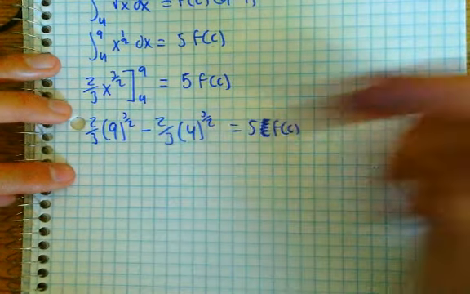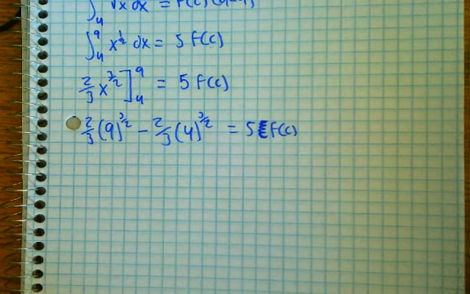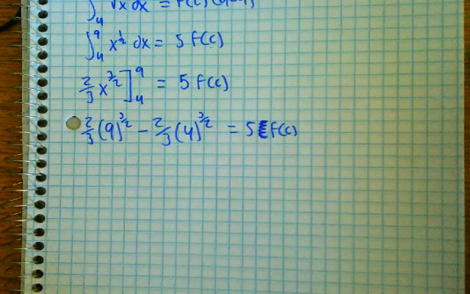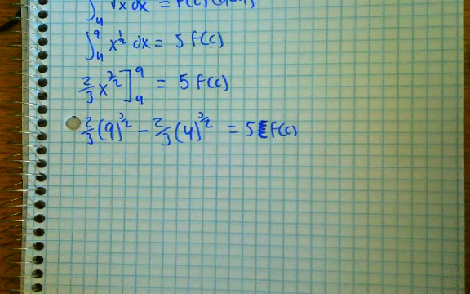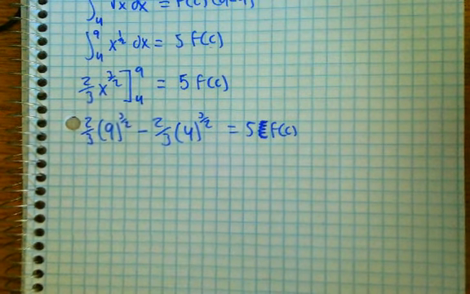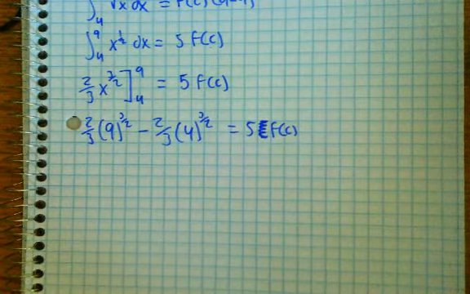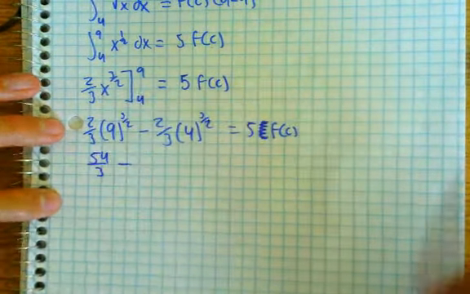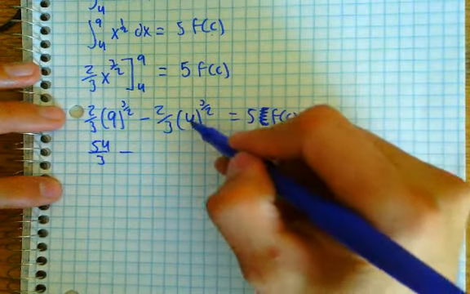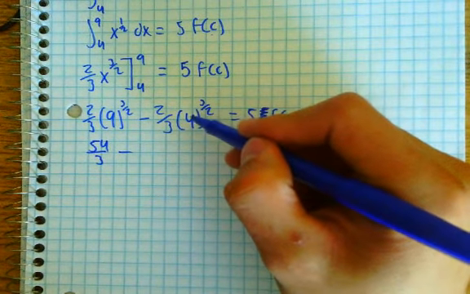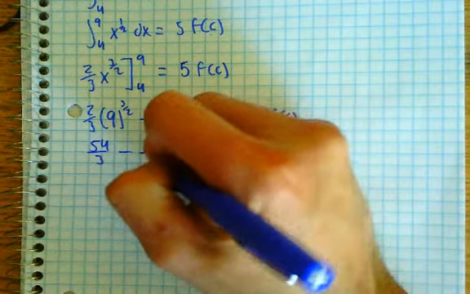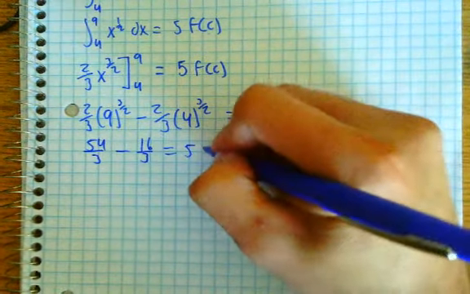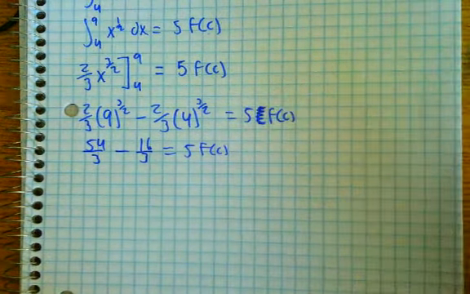Well, remember, taking 9 to the 3/2 power is the same thing as saying 9 times the square root of 9. So the square root of 9 is 3. 3 times 9 is 27, and 27 times 2 is 54. So we got 54 over 3 minus, alright, 4 times the square root of 4, so that's 8. 8 times 2, so that's 16 over 3, is equal to 5 times f of c.